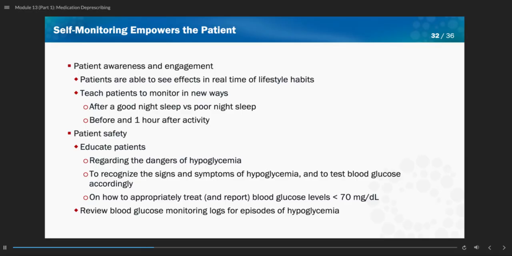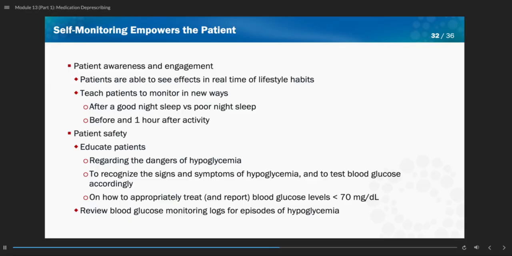So what if we asked a patient to test their blood sugar after a good night's sleep versus a poor night's sleep, and they can then compare the effect that a good night's sleep, that quality of sleep, that length of sleep has on reducing their blood sugars? And then how about the way that we do the before and after a meal? What if we also taught patients to test right before and an hour after engaging in physical activity? Even if that activity is only 10 minutes of walking, for a patient to see the power of a 10-minute walk or a 30-minute walk can be transformative.